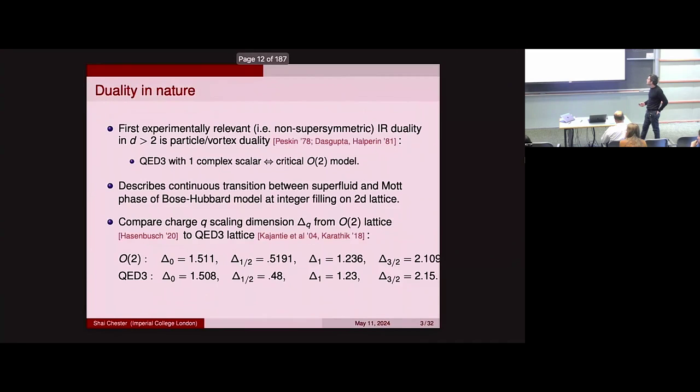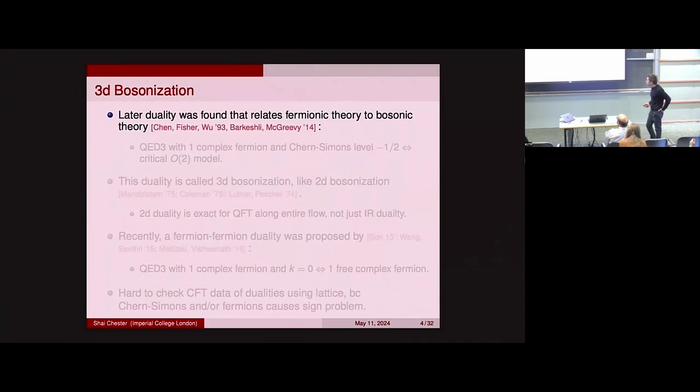Yeah. So I think for this QED3 theory, you have a Chern-Simons term? No. So for particle-vertex duality, there's no Chern-Simons term. We'll talk about Chern-Simons terms later. So there's no Chern-Simons term here. Okay. So that was the original duality, which is particle-vertex duality.